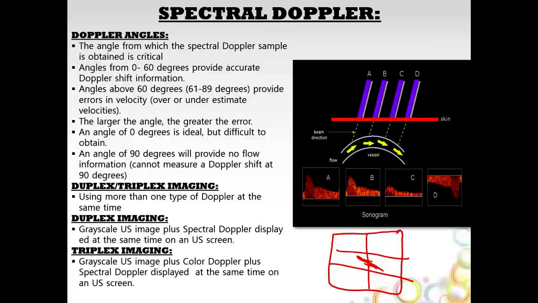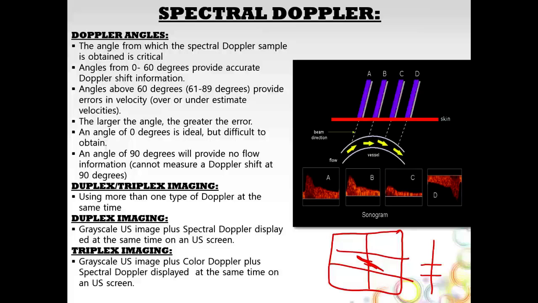Angles from 0 to 60 degrees are going to be our most accurate angles, so they're going to provide accurate Doppler shift information. When we get angles above 60 degrees, these are our 61 to 89 degree angles, you're going to get errors in velocity. So it's going to over or underestimate the flow velocity. The larger the angle, the greater the error that's going to occur. So an angle of 0 degrees is always ideal. So 0 degrees would look like this. But that's very difficult to obtain. An angle of 90 degrees provides no flow information, so you can't measure a Doppler shift at 90 degrees.